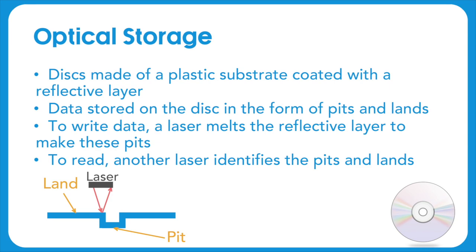To read the data, another laser beam is directed onto the surface of the disk. The reflective layer reflects the laser differently depending on whether it encounters a pit or a land. A sensor detects these changes in reflection and then interprets them as binary data.